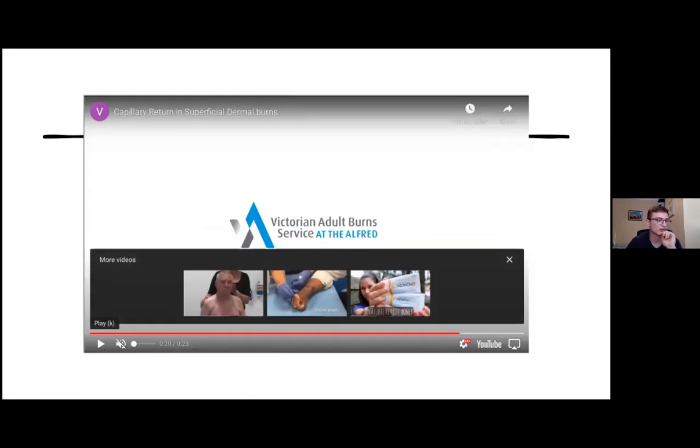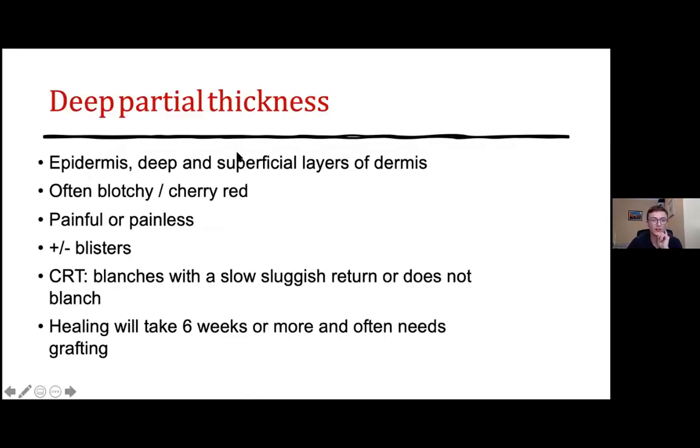Cool. So the next one's deep partial thickness burns. This is when the deep and superficial layers of the dermis, as well as the epidermis, are affected. It's often quite blotchy or cherry red, can be painful, can be painless, might have blisters present as well. The cap refill time with this one either only blanches fully and returns with a really slow, sluggish return, or it might just not blanch at all and stay sort of cherry red.